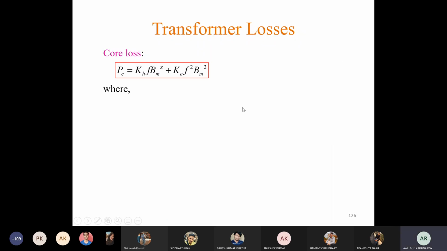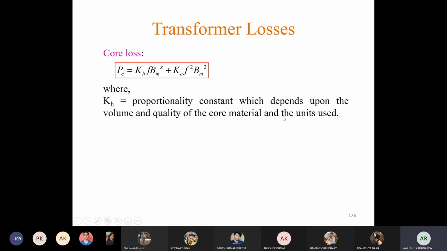Now let us define all these quantities. So first, Kh, what is this constant? This is a proportionality constant which depends upon the volume and quality of the core material and the units used. Since this loss is related to the core, it occurs within the core. So this Kh, the constant of proportionality, depends on the material of the core as well as the volume of the core and the units used.